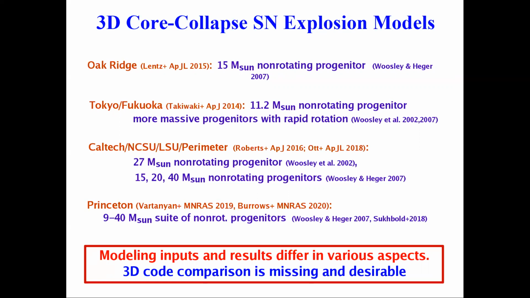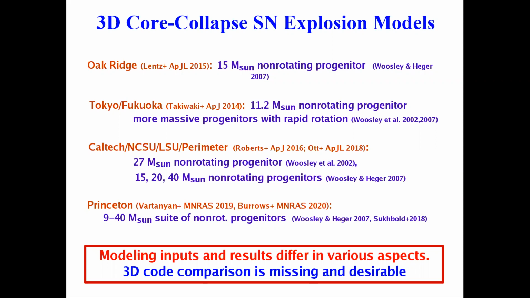I don't know whether the Chimera code, which they used in 2015, is still used in that group, or whether they are in the phase of developing a new code. The Tokyo Fukuoka group is probably easy to handle. If I ask Kei, let's do a comparison, he would probably say immediately, yes, why not? But it's very difficult to get this done. People may even point to a code comparison in 1D.